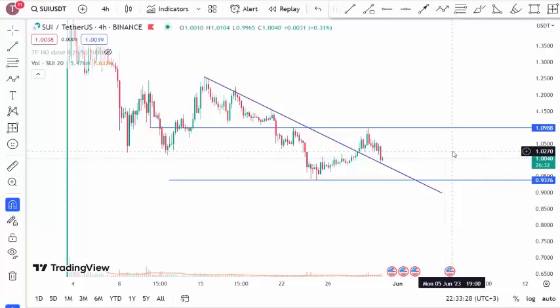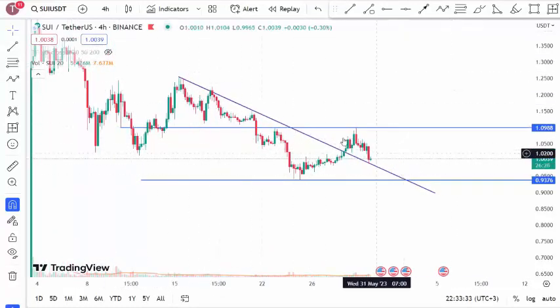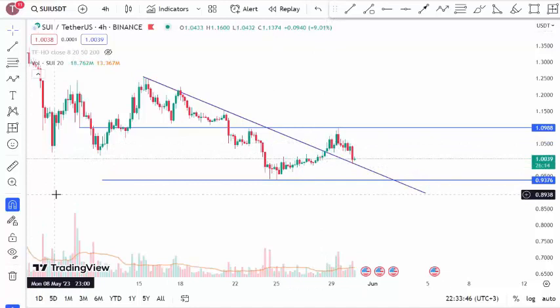Today, we will share the technical analysis of SUI coin. Looking at the chart, we can see that there is a downtrend. However, this downtrend has been broken to the upside. Although the volume is not significant, there has been a breakout above the average volume.